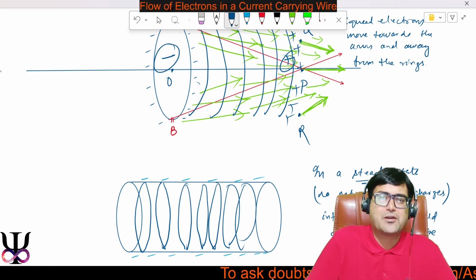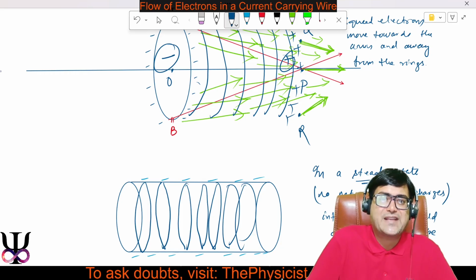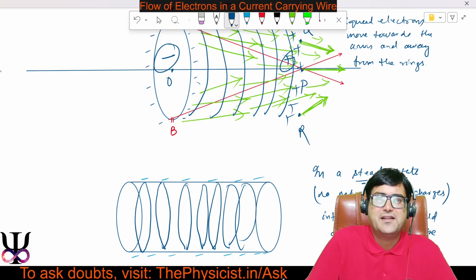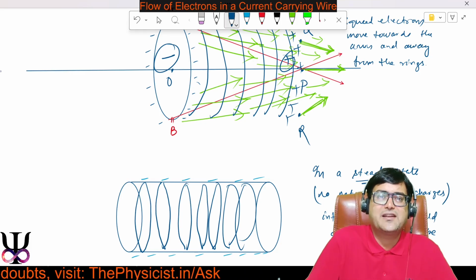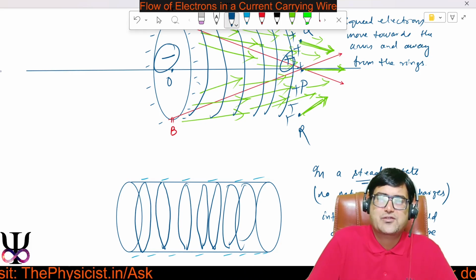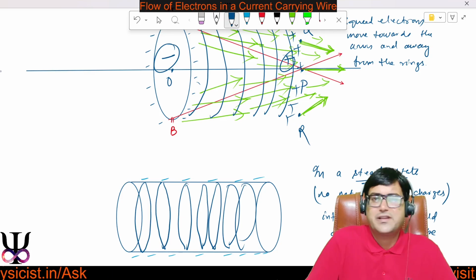And why would they go? Right? There is no net field actually being inside, right? There is no net field inside, so the internal electrons will not move, the surface electrons will not move, right? It's simple, right?